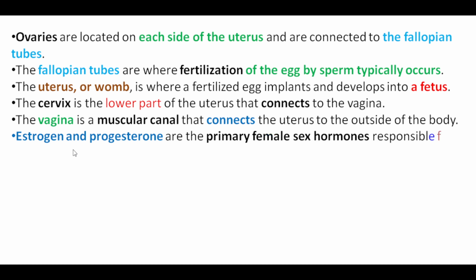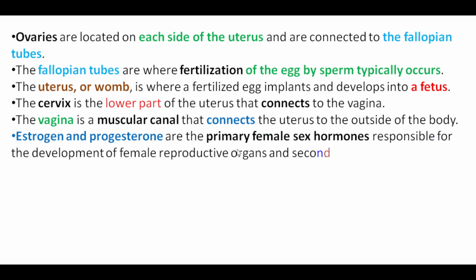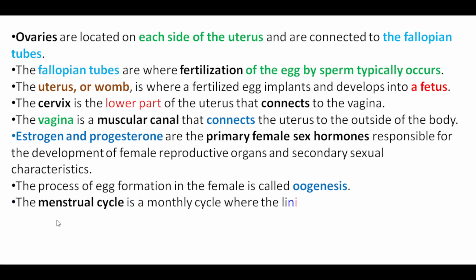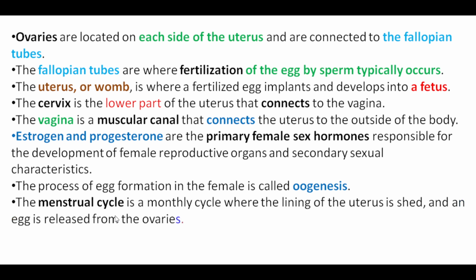Estrogen and progesterone are the primary female sex hormones responsible for the development of female reproductive organs and secondary sexual characteristics. The process of egg formation in the female is called oogenesis. The menstrual cycle is a monthly cycle where the lining of the uterus is shed and an egg is released from the ovaries.